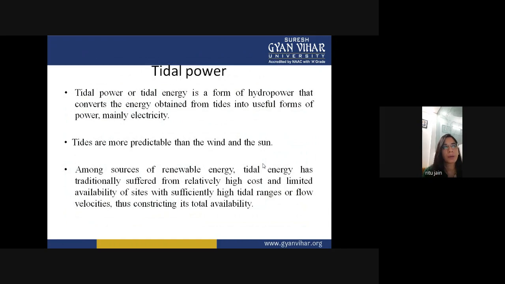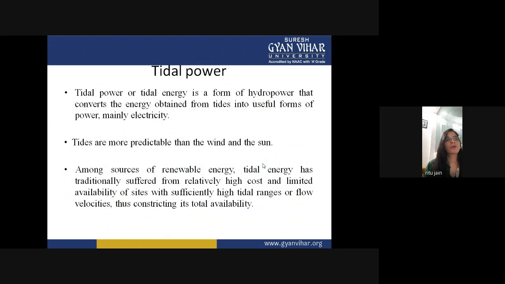Next, we come to tidal power, which is also very important, but we can't use tidal power everywhere to generate electricity. Tidal power, or tidal energy, is a form of hydropower that converts the tides coming into the sea, which contain a large amount of energy. When it comes to the turbine blades, this energy is converted into mechanical energy, and the turbine is connected to the generator, which converts the mechanical energy into electrical energy.